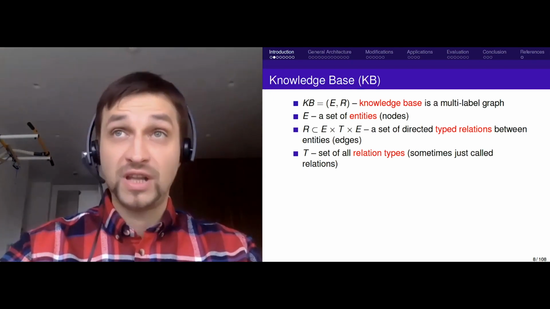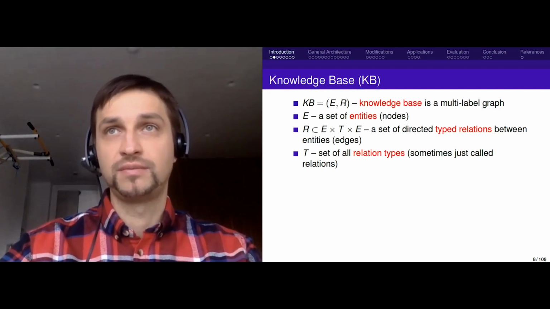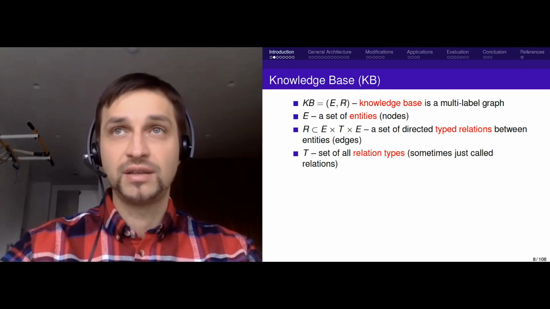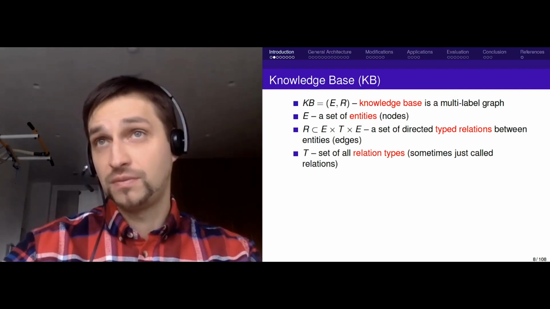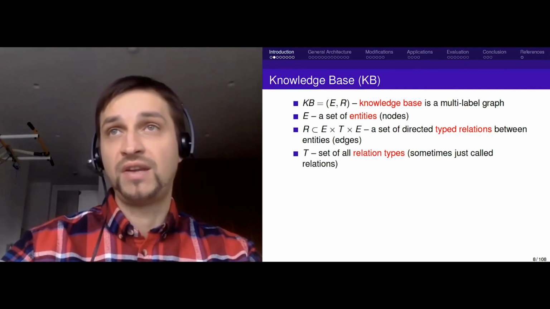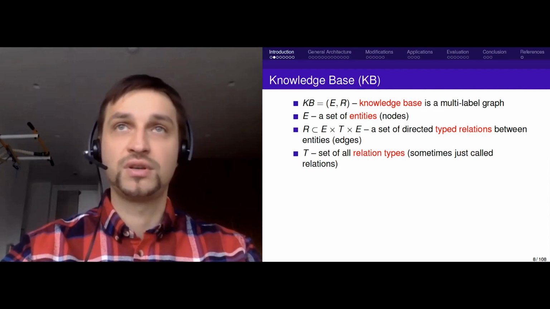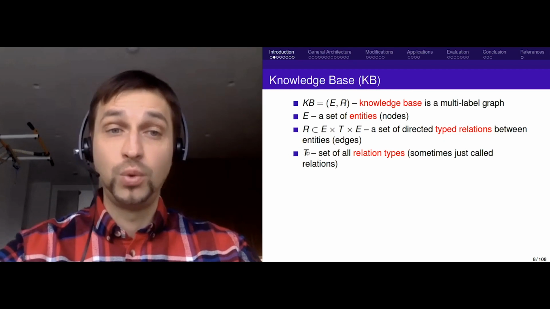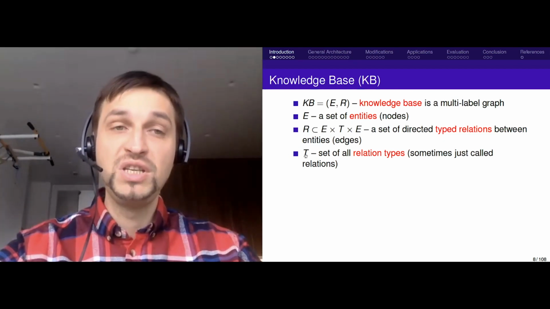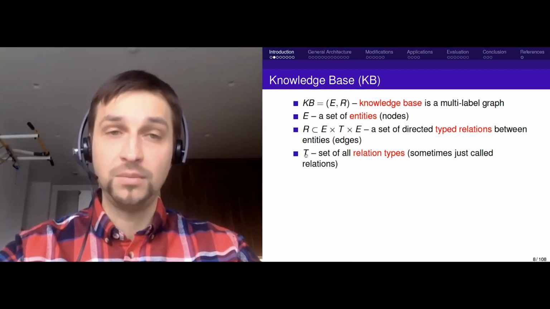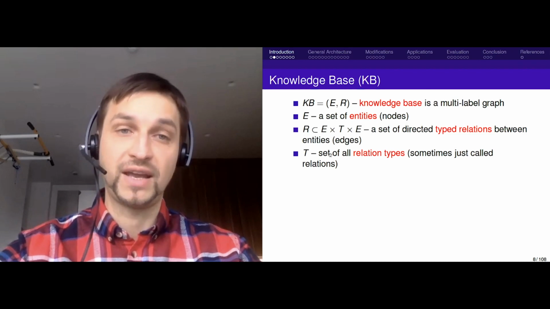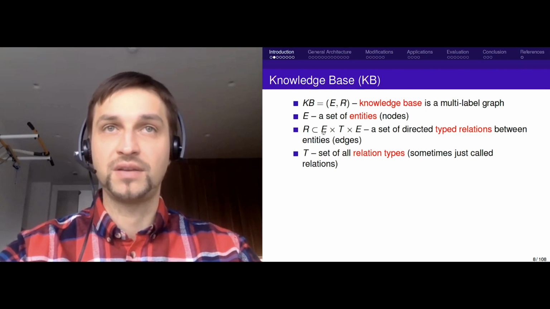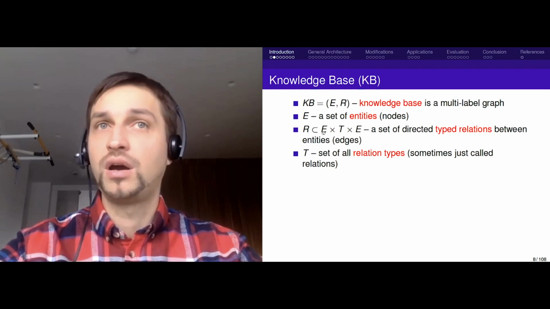Recall the previous slide. So you had educated at attribute. Well, you can have educated at, you can have attribute born in, and so on and so forth. So these will form these unique types of relations. They will form this set. And entities themselves, they form set E.